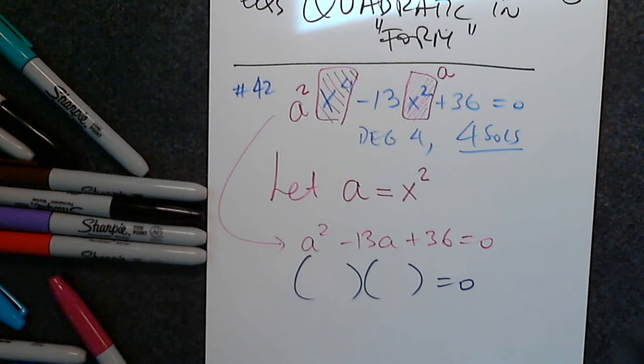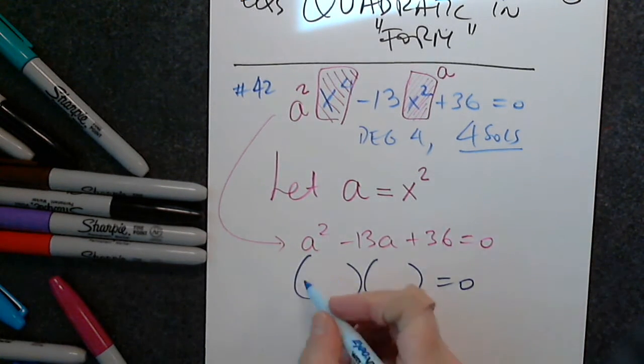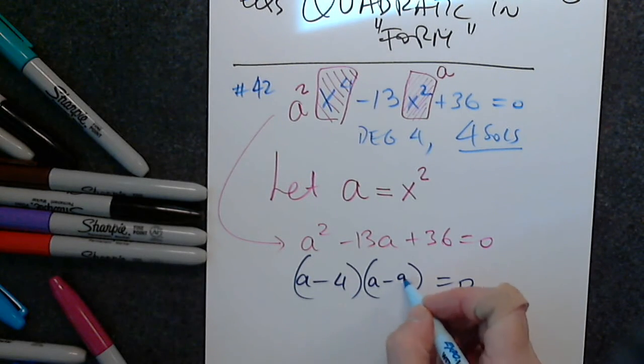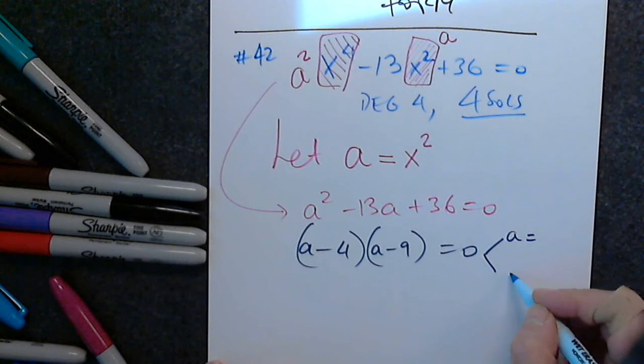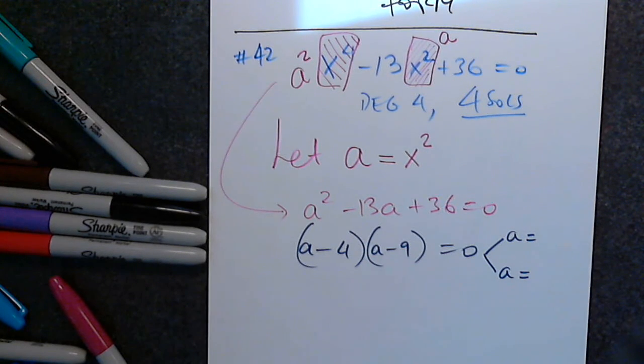This will take me 20 seconds or less to figure out. And how do you factor the quadratic one? Yes, A minus 4 and A minus 9. Excellent. So we have 2 options for A. Can anyone give us the options for A?